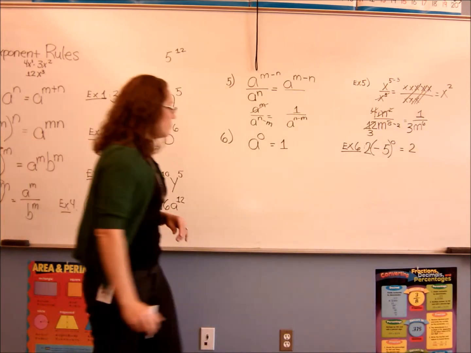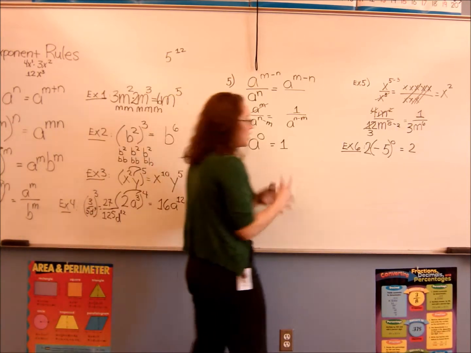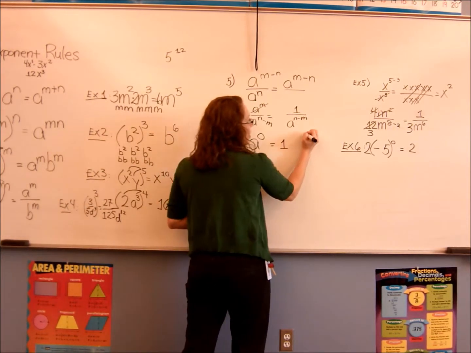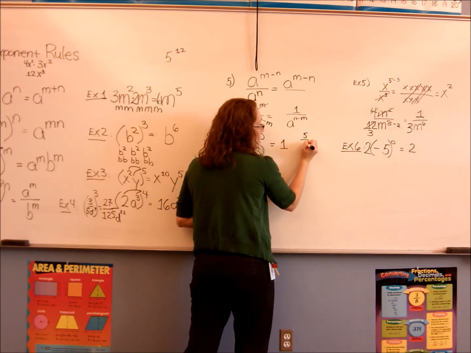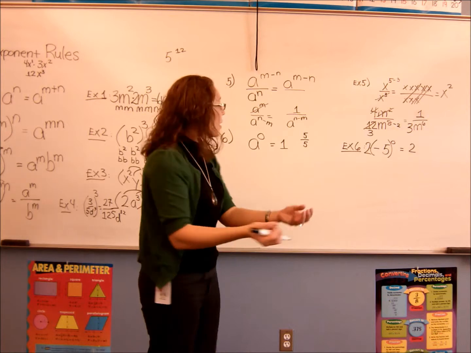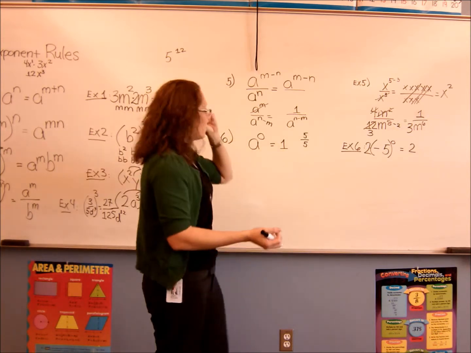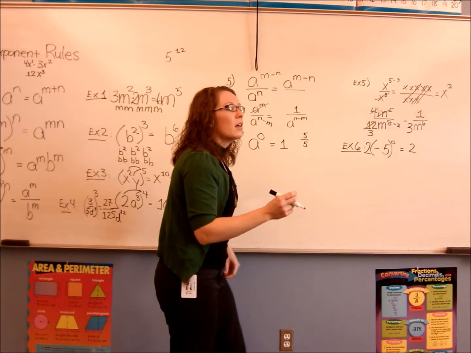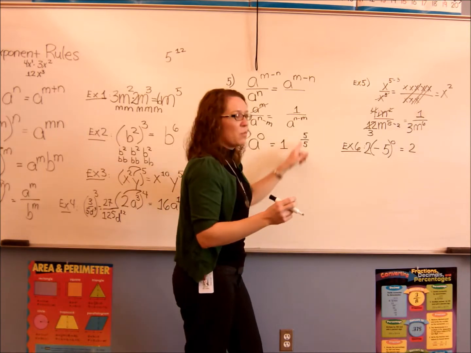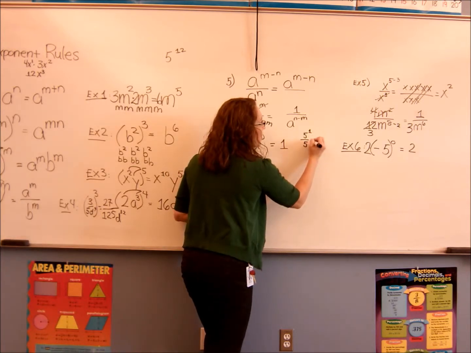Now let's talk about why this rule is true. We talked about it a little bit at the beginning of the year. Let me give you an example like 5 divided by 5. Do we agree that this answer is 1? What are the invisible exponents on each of those 5s? They are 1s. This is a 1 right here, this is a 1 right here.